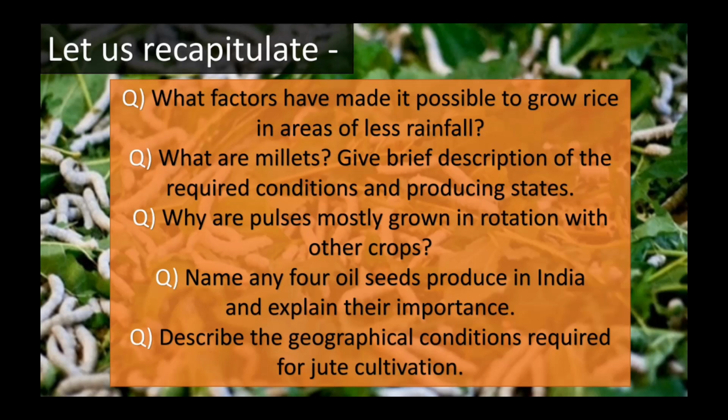Similarly, the last question: describe the geographical conditions required for jute cultivation. This is an important question for you. Here what will you write? Jute grows on well-drained fertile soil in the floodplains where soils are renewed every year. High temperature is required during the time of growth. So West Bengal, Bihar, Assam, Odisha and parts of Meghalaya are the major jute producing states in India.